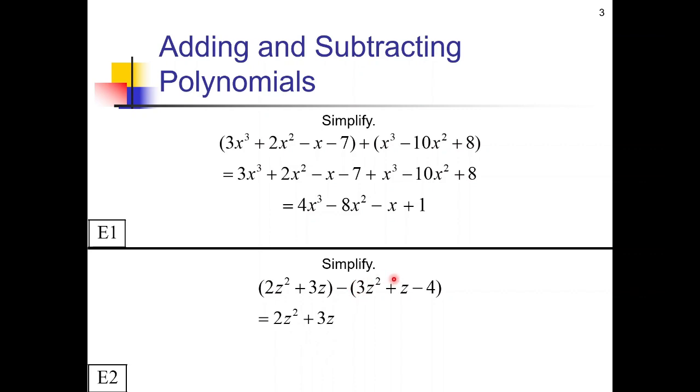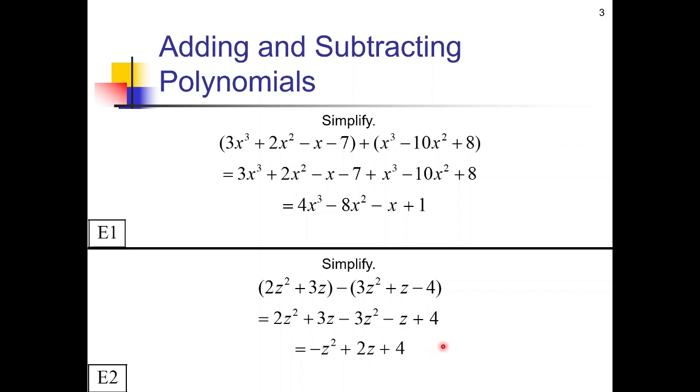For the next one, however, we have an invisible negative 1 out in front, which means I need to distribute a negative 1 to everything in this next parentheses. So that's going to be negative 3z squared, and then minus z, and then minus minus is going to be a plus 4. So that was really the main difference between these two problems. And then combining like terms, 2z squared minus 3z squared is going to be a negative 1z squared, and we don't have to write the 1 there if we don't want. And then we have 3z minus z, that's going to be a plus 2z. And then finally, the only thing left here is 4.